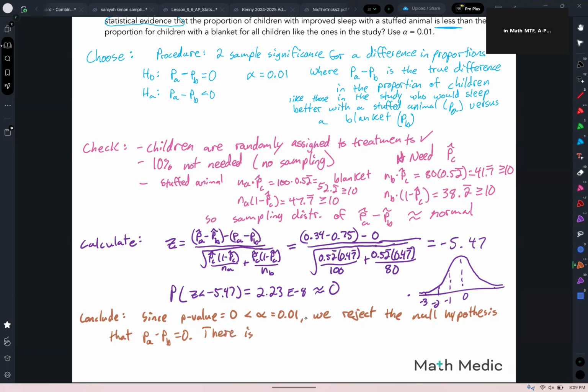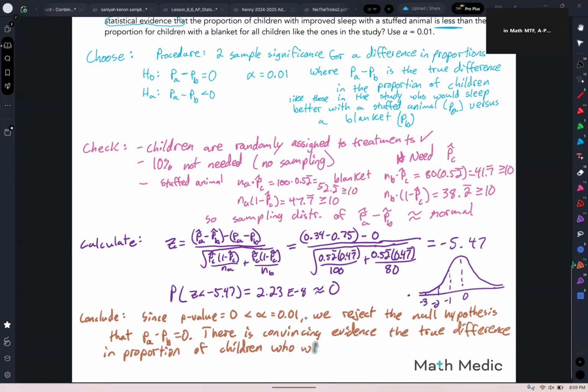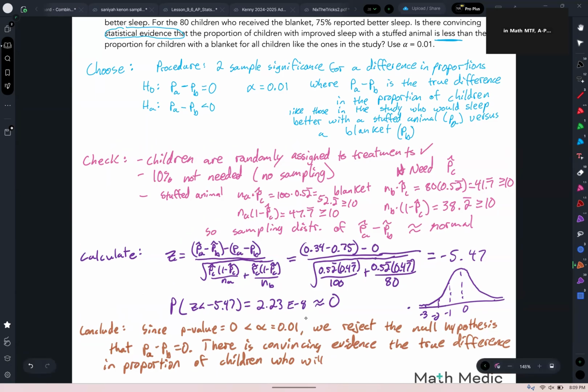There is convincing evidence or statistically convincing evidence, statistically significant evidence, however you want to say it. Convincing evidence, the true difference in proportions of children who will, see, that's what I was wondering about earlier. I remember there was something odd.